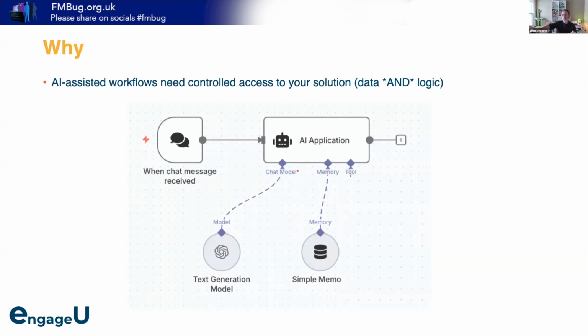The AI application is going to do stuff with that, right? So there's a text generation model hooked up to that. Maybe there's some memory to preserve some context and preserve the history of the conversation, that kind of thing. But it's pretty much going to be a given that at some point, when you start putting these applications and workflows together, you'll want to have access to your FileMaker solution from inside that AI application. So that's really the problem that we're trying to solve.